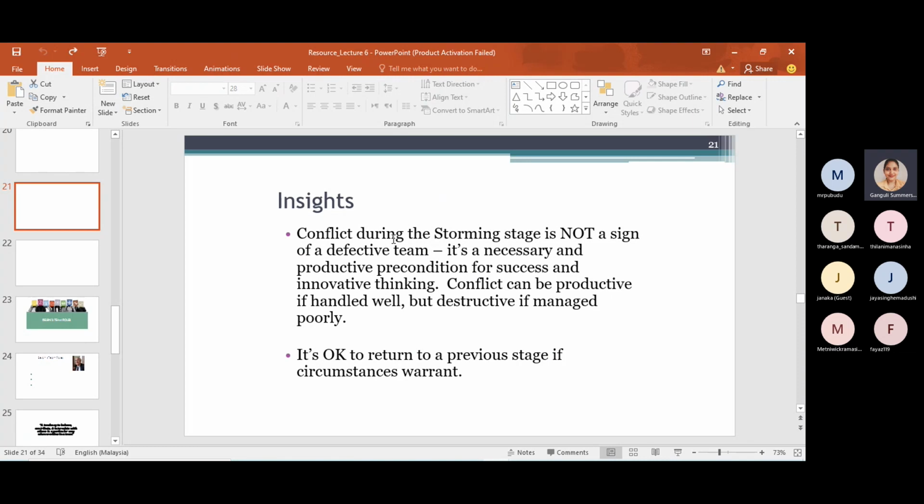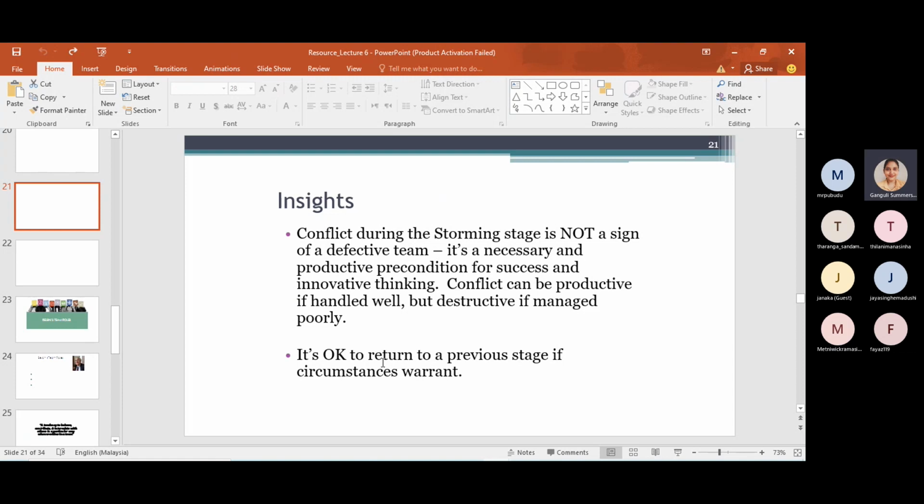Conflicts can be very productive if you handle them well. But if you handle them poorly, then they will be destructive. So it's up to you to decide whether to handle them well or poorly. If you handle them well, the conflicts are productive. But if you handle them badly, the conflicts are destructive.